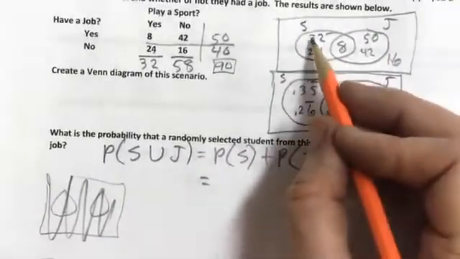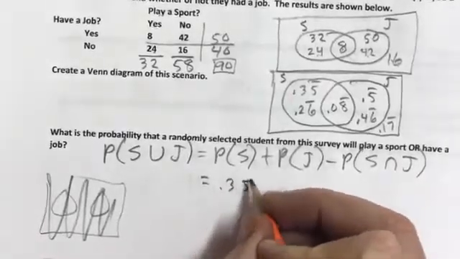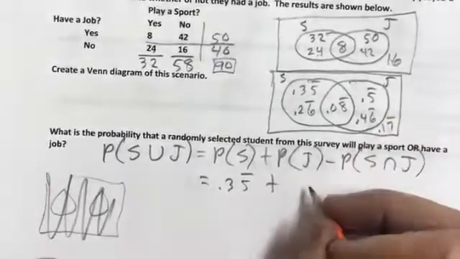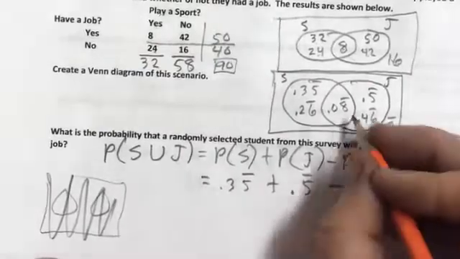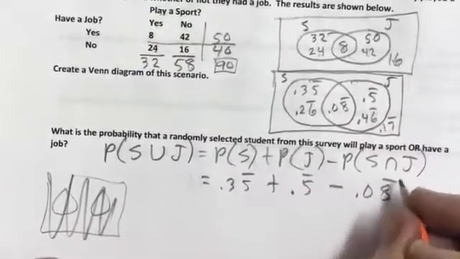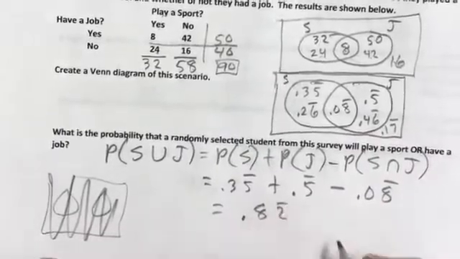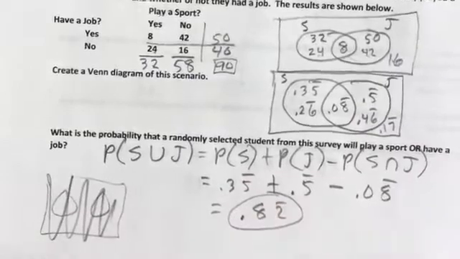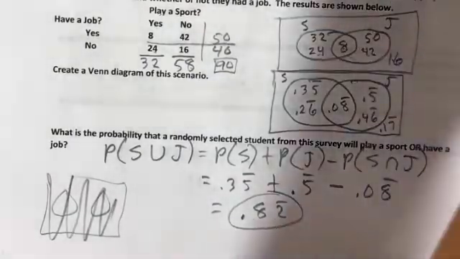Well, I'll just use this number. So the probability of sport is 0.35 repeating, plus the probability of a job is 0.5 repeating, and then minus the probability of sport and job, which is 0.08 repeating. And then when you do these, that would be 0.82 repeating. And so that's how you do the generalized addition rule.